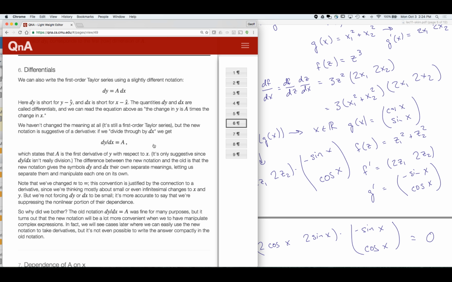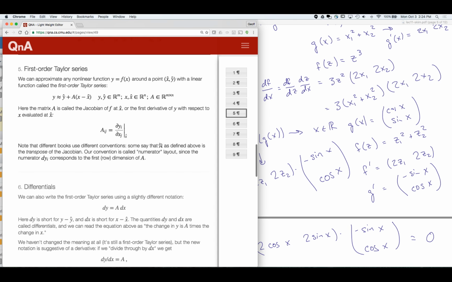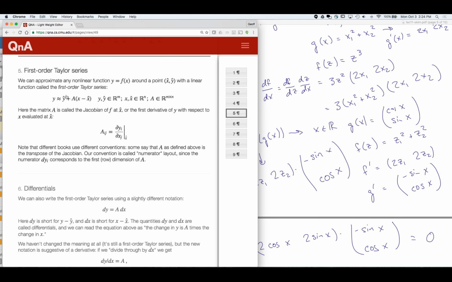So we have, let's scroll up here to the Taylor series, this here, right? So if we write dy as a shorthand for y minus y hat, and dx as a shorthand for x minus x hat, then this equation here is the same as saying that dy is A times dx. Right? And A is the same matrix as before. It's this one right here, where every component is the partial of one component of y with respect to another component of x.